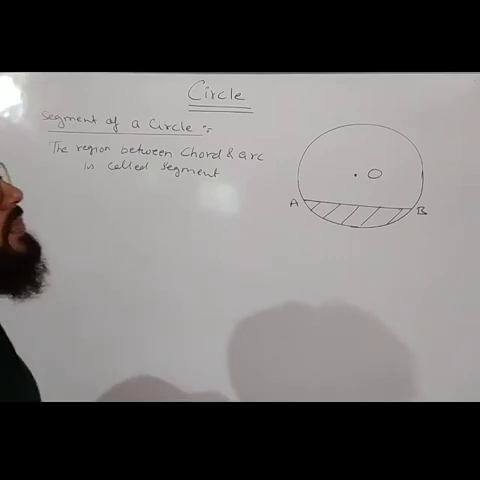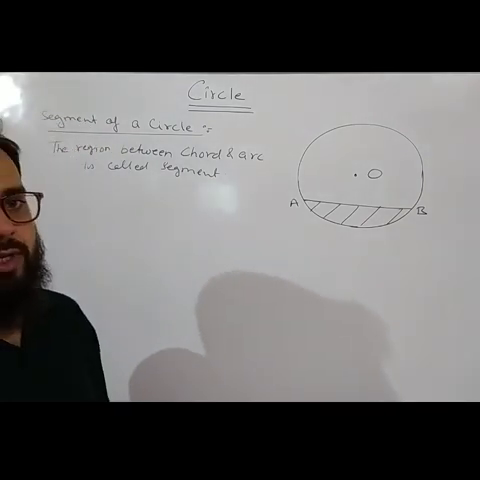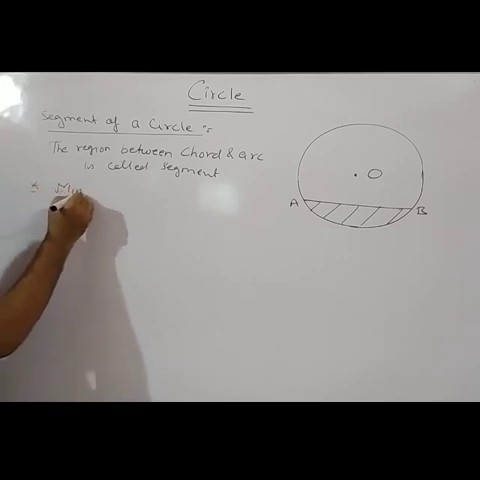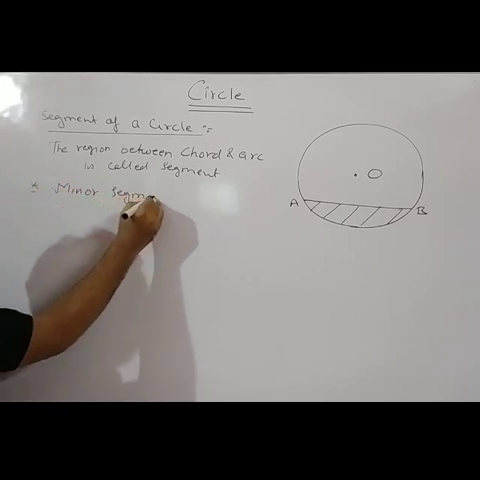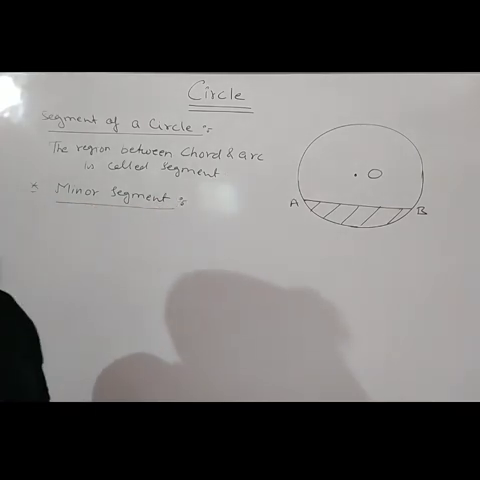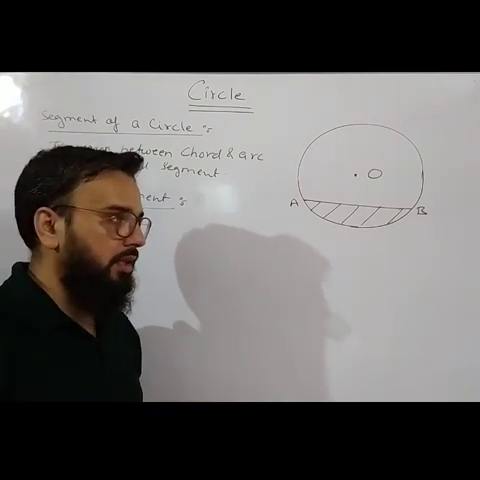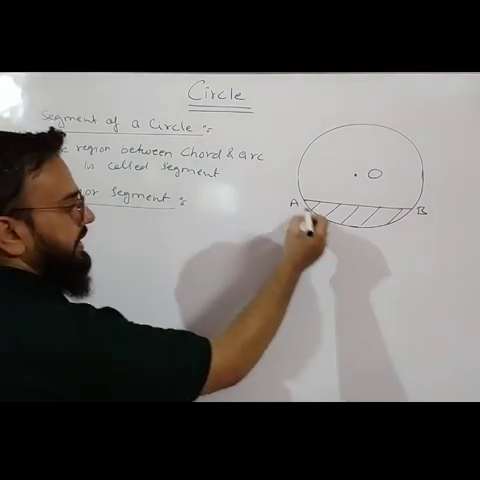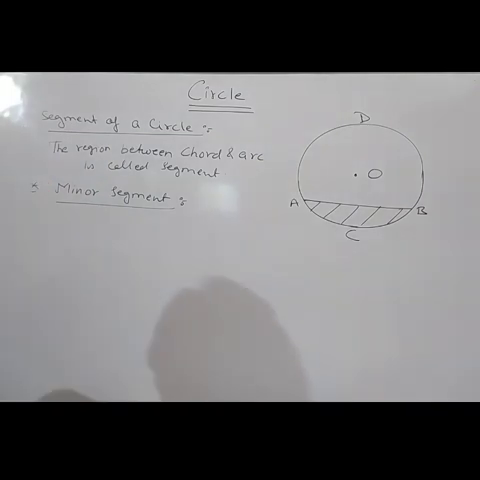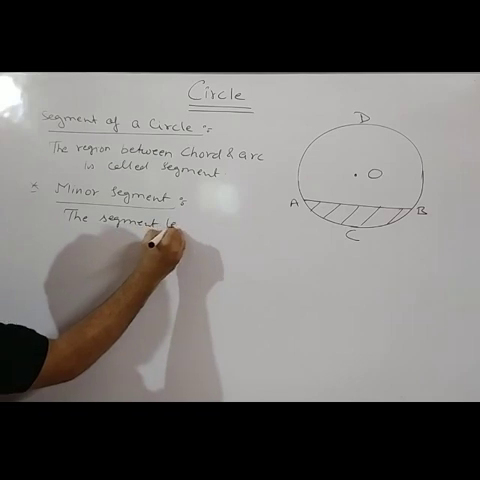Now in the same way, we were having two types of arc, minor and major. So there will be two types of segment also. One will be minor segment and another will be major segment. So first we will talk about minor segment. The segment which is less than the semicircle will be a minor segment, and the segment which is greater than the semicircle will be a major segment. If we take any point, suppose this point is C and another point is D. So what is minor segment? The segment less than semicircle.